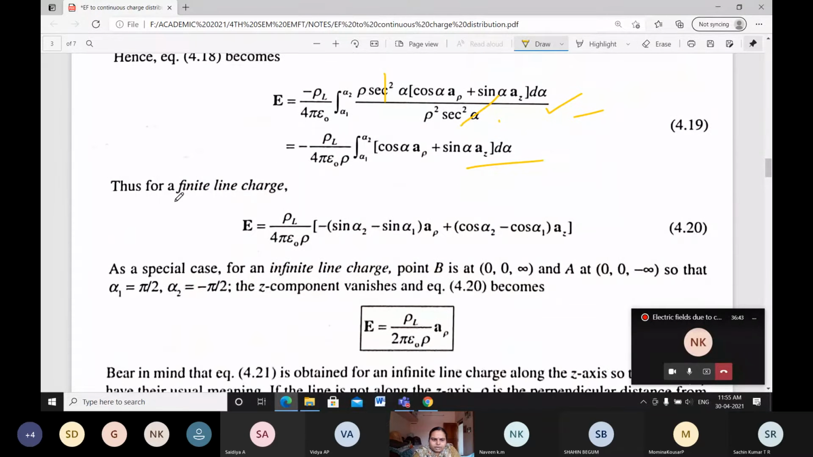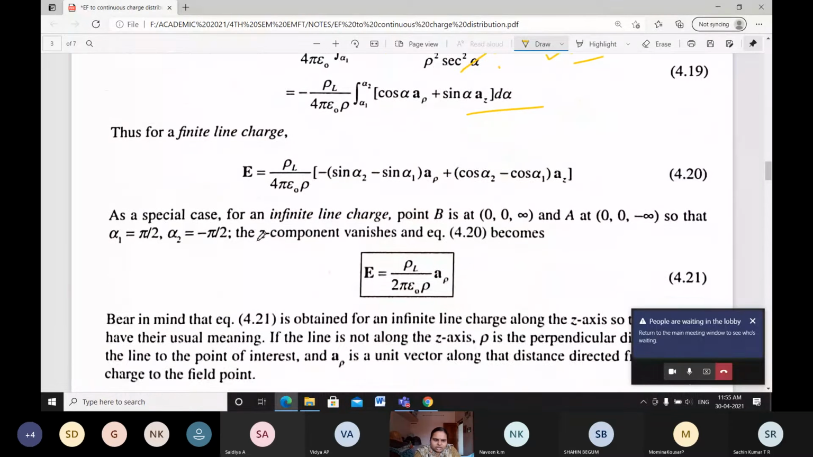Then for a finite line charge, I can write the equation as the integration of sin and cos. Then E equals rho L divided by 4 pi epsilon naught rho into the integration of cos minus sin. Therefore, minus sin upper limit to lower limit, sin alpha 2 minus sin alpha 1 into a rho, plus cos upper limit alpha 2 minus cos alpha 1 into az. With respect to az, it is varying.